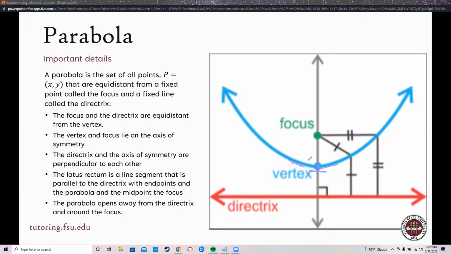The other two key things for a parabola are the focus and the directrix. The focus and directrix are equidistant from the vertex, meaning, as you can see here, these distances from the parabola to the focus or the directrix are exactly the same. The directrix is the axis of symmetry perpendicular across this direction.